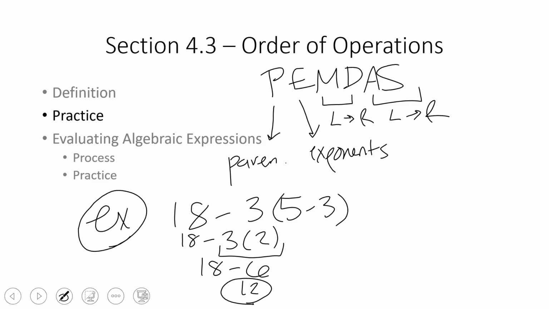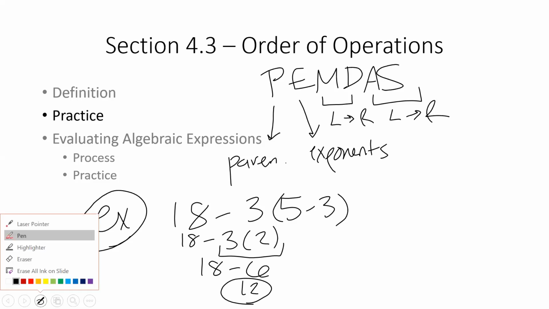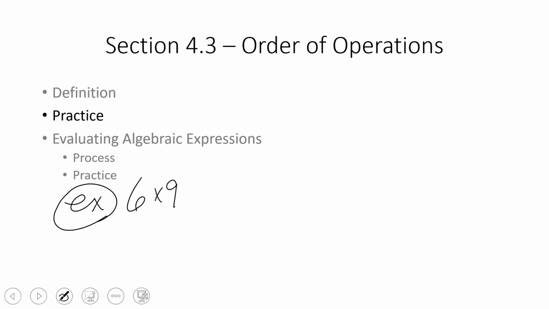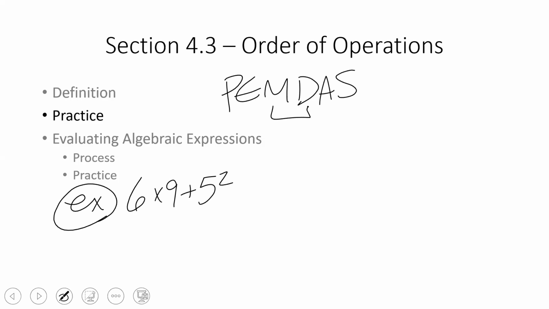I'm going to clear this screen and do a couple more examples. Let's look at 6 times 9 plus 5 squared. So again, I'll write this at the top. PEMDAS. I always like to put a grouping symbol for multiplication and division and addition and subtraction, so that way I remember I don't have to do them in the specific order that they're listed.